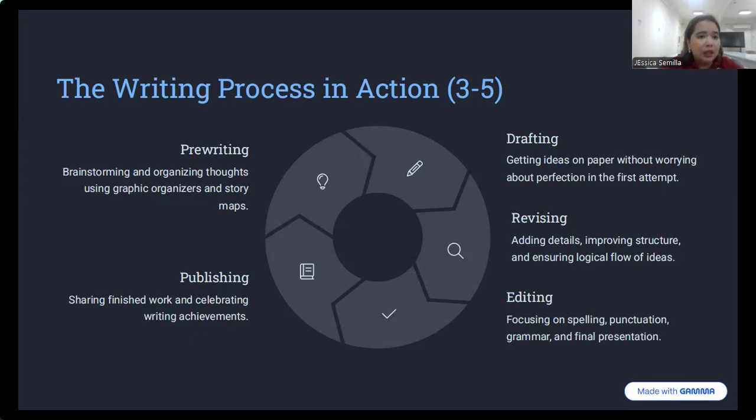Now, if you put it into the class, meaning as a teacher, you need to undergo also the process that they need to have a pre-writing activity, the drafting activity, the revising activity, the editing activity, and the publishing activity, because they need to undergo that so that it will not be hard for them to write.